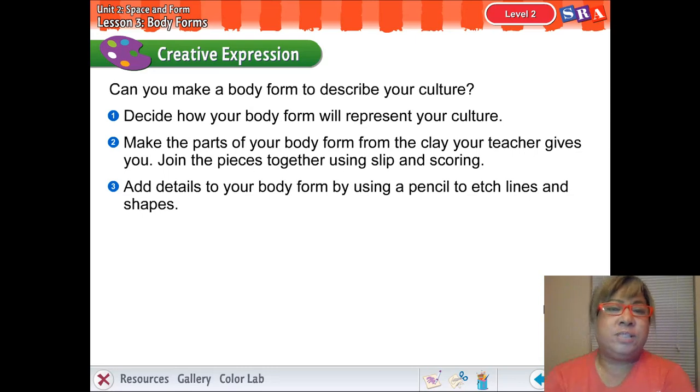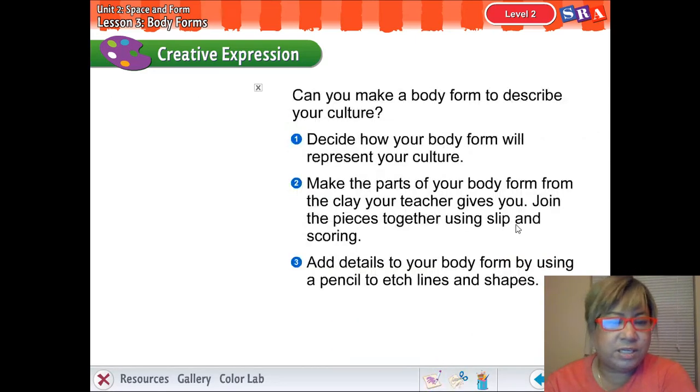Okay, so decide how your body form will represent your culture. Make the parts of your body from clay, and you can put the pieces together and add details. It doesn't have to have your culture, but I mean, it would be interesting if you did. So here is an example.